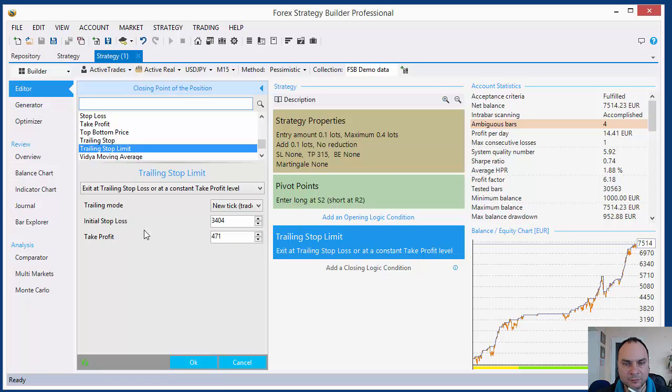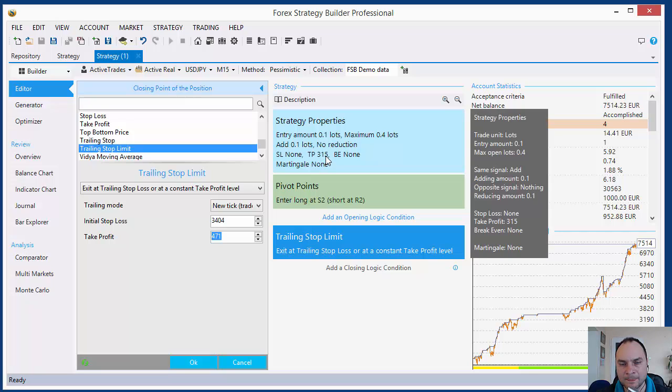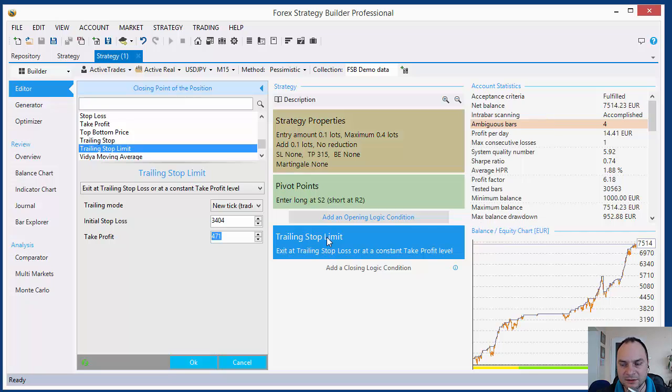I have here stop loss and take profit. I also have take profit. So I simply can remove that, because when I have a take profit set here in the closing point of the position slot and take profit in strategy properties, the program executes the nearest take profit. So I can remove that trailing stop limit. I can simply set trailing stop and it will be the same.